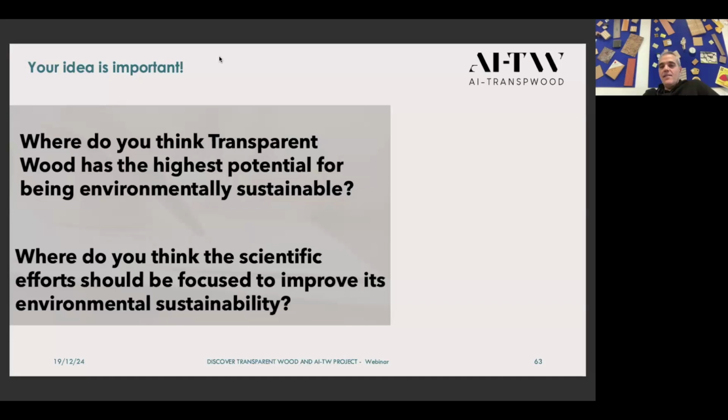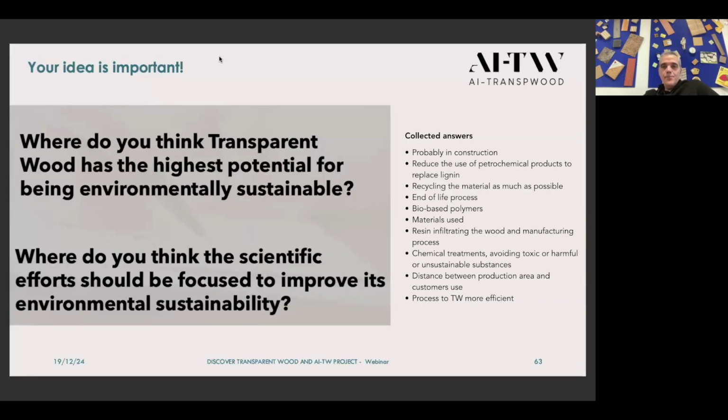And where do you think that the scientific community should focus all the scientific research efforts to improve the environmental sustainability of transparent wood?